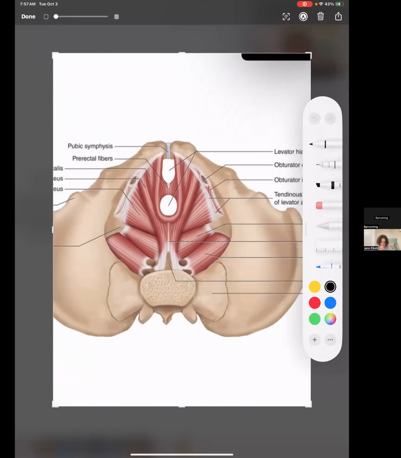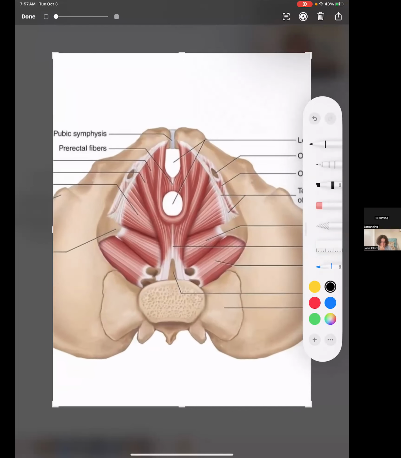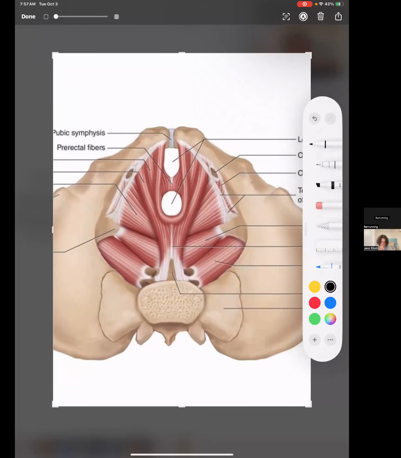Let's go just a little bit. I'm not going to name the muscles right now. I'm just going to point them out. But one of the things we see is this U shape. And then you see another layer of a U shape.